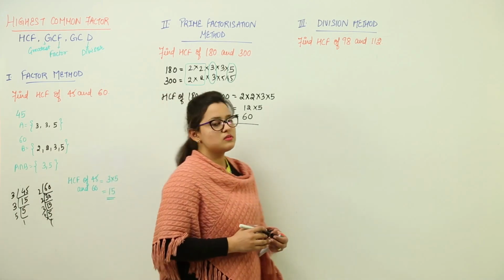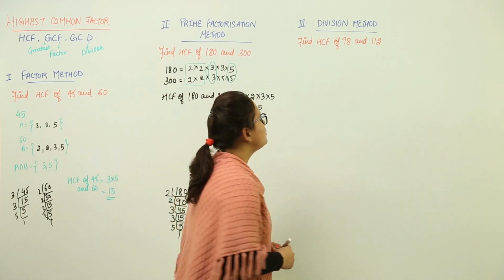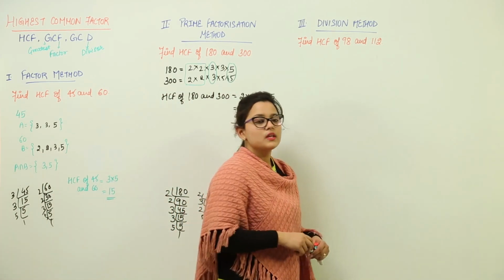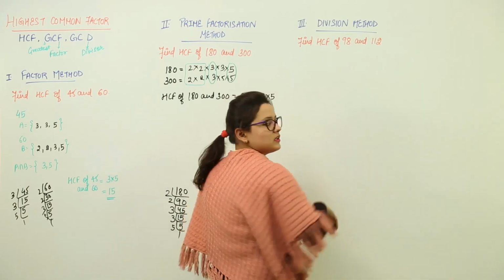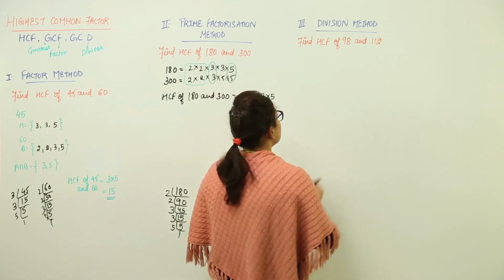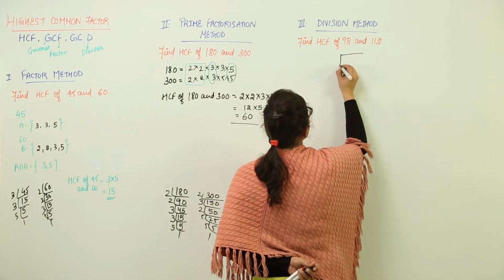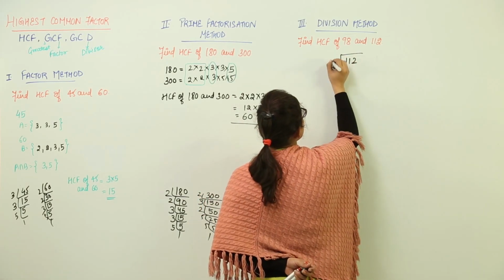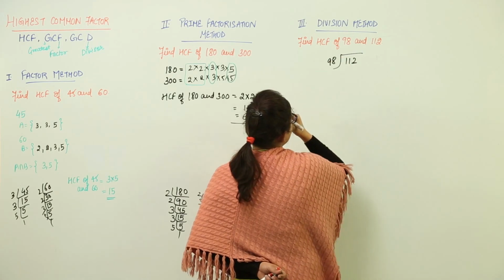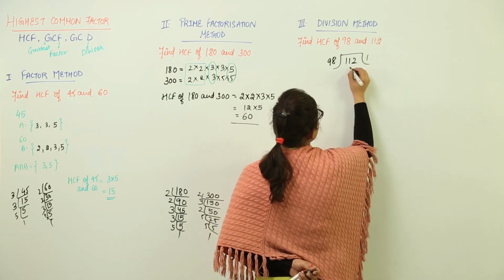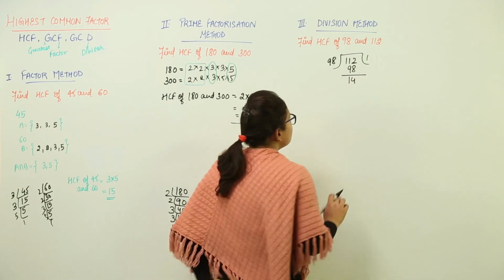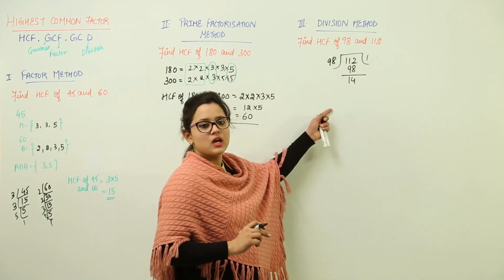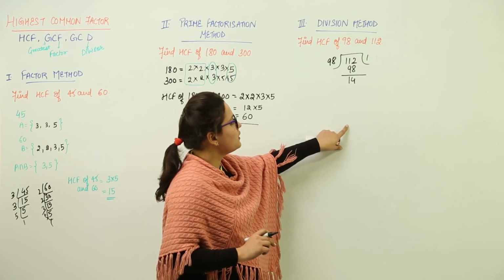Next we have the division method. In the division method we are going to divide one number with the other number first. Here I am going to divide the bigger number with the smaller number, and if you want to divide you will have to do it with 1 only. So here we get 14 as the remainder. Now we don't have to stop here until we get the remainder 0.